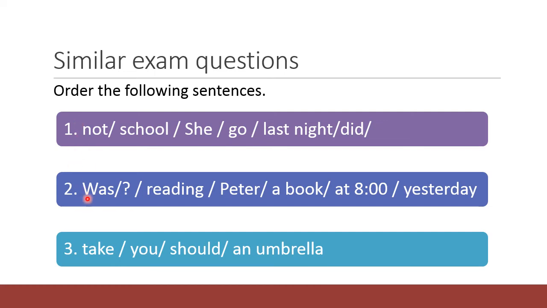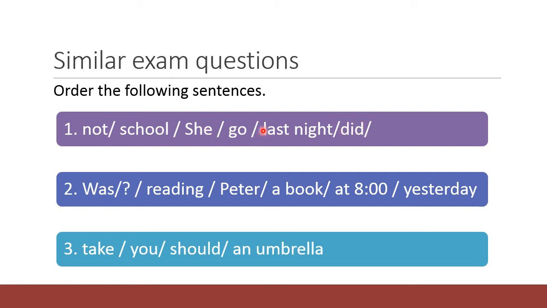So that's the first step you have to do. Identify what type of sentence you have. And then order the sentences. Okay? Look for the verb. The second thing you have to do is look for the verb. Okay? In this case, we have go and we have did.